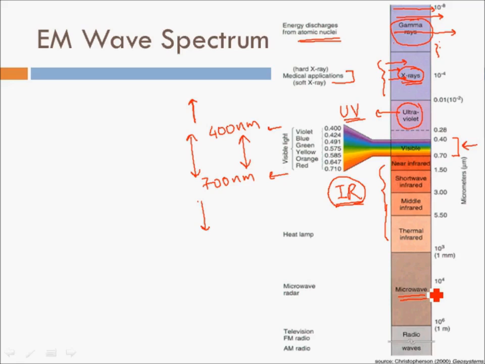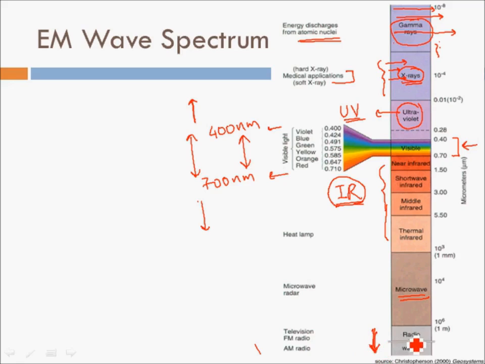Alright, and now after that, the longest form of wave which we come across are the radio waves. So beyond microwaves you have radio waves, which are again divided as FM radio, AM radio, and also other kinds of radio waves. We don't have to go into their details.